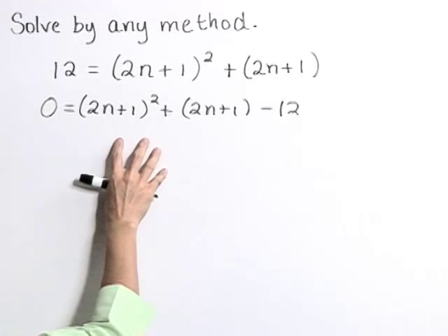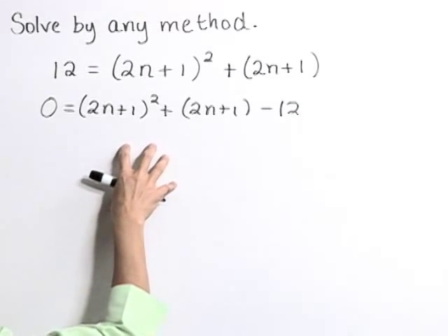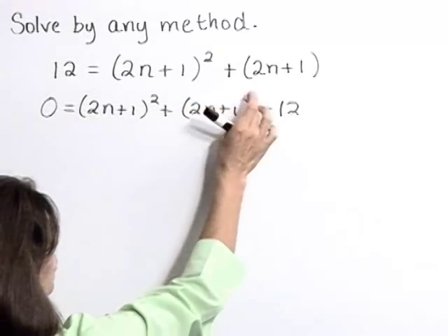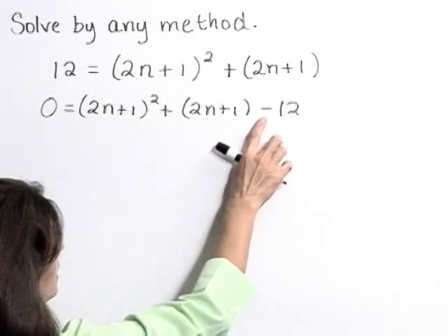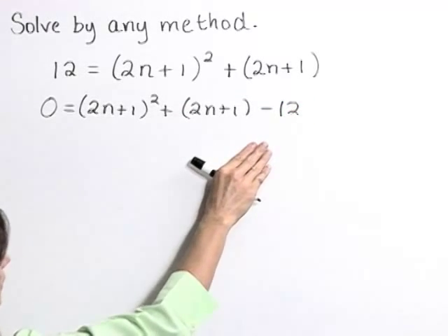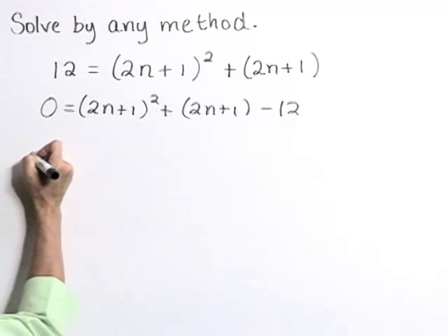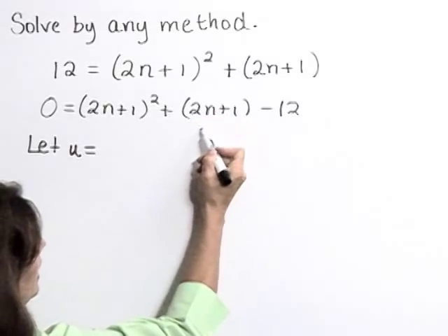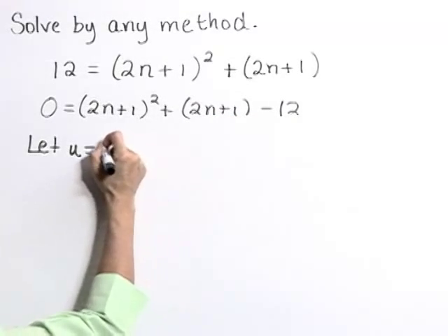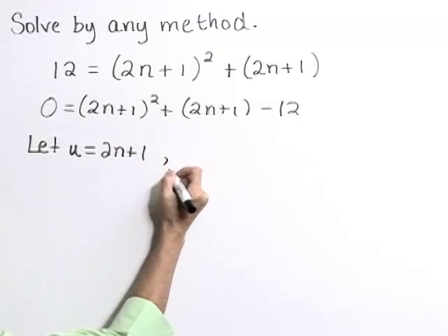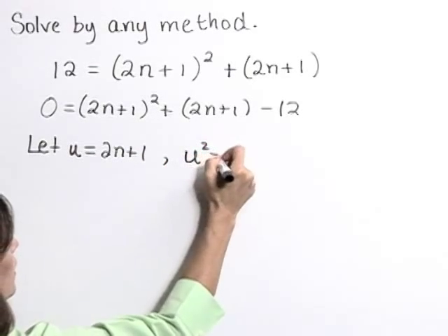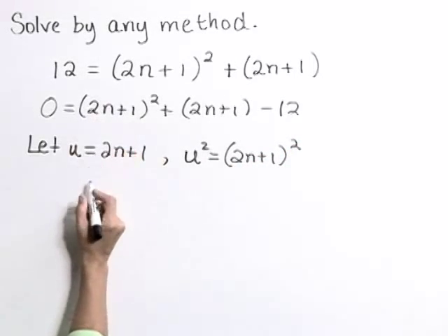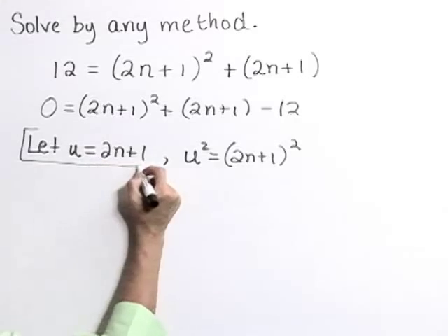Now, let's notice that this equation is of quadratic form or quadratic type. It's got a quantity squared plus that same quantity to the first power and minus a number term by itself. Let's solve this using a substitution. Let u equal this middle quantity, the 2n plus 1. Therefore, u squared is equal to (2n plus 1) quantity squared, this first term. Now let's substitute.